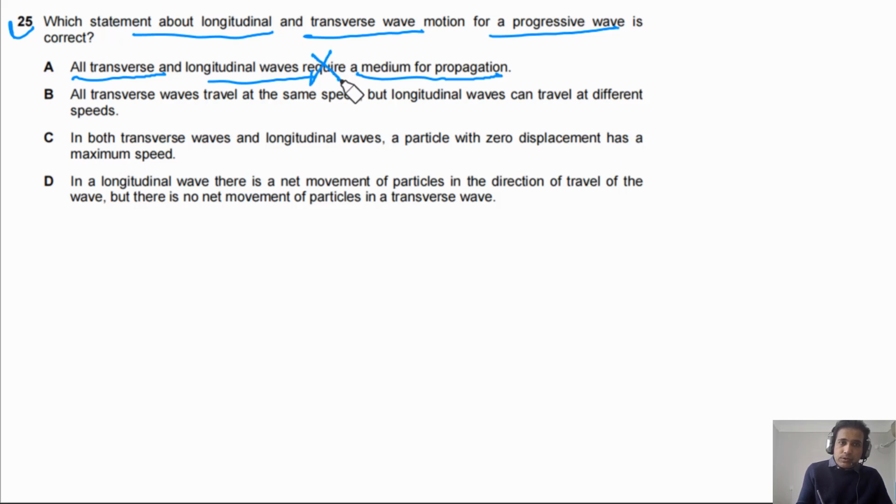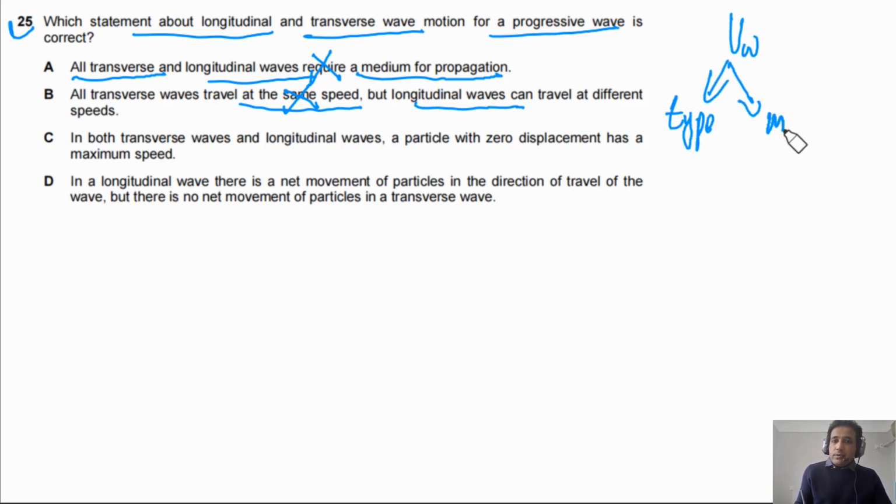Option B says all transverse waves travel at the same speed, but longitudinal waves can travel at different speeds. Same speed is incorrect because the speed of the wave depends on the medium. So the same type of wave can have different speeds in different media. You need to understand that the speed of the wave depends on the medium and the type of wave. So option B is also not correct.